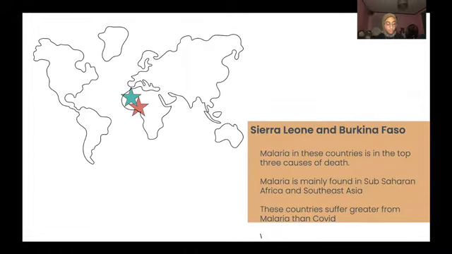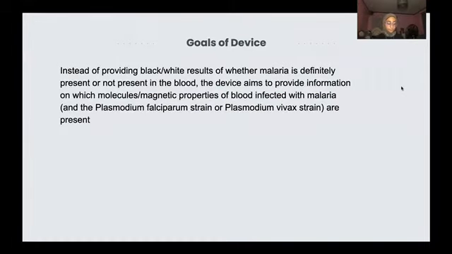We decided to focus on Burkina Faso and Sierra Leone because in these countries, malaria is in the top 3 causes of death. Our device is easy to use and does not require a lot of training. In fact, the only training that is needed is being able to draw blood. Instead of providing black-white results of whether malaria is definitely present or not, the device aims to provide information on whether some of the molecules and magnetic properties of blood characteristic of being infected with malaria are present.